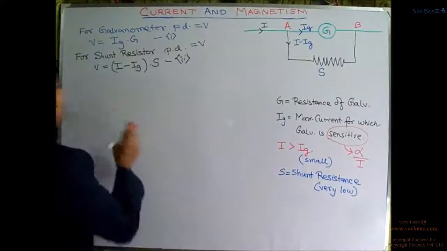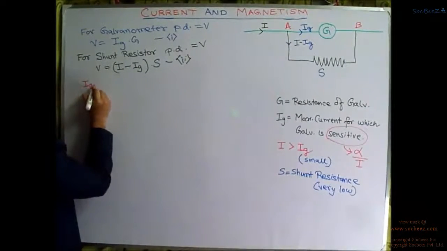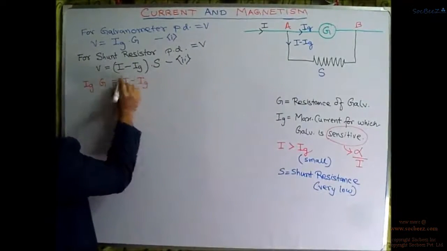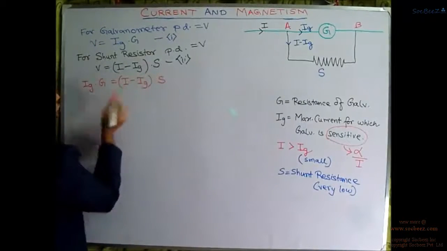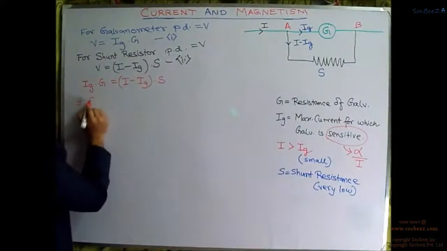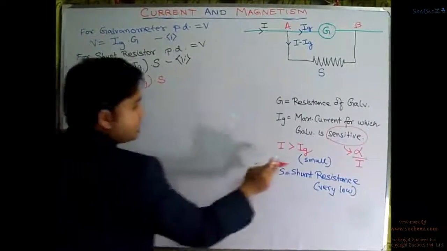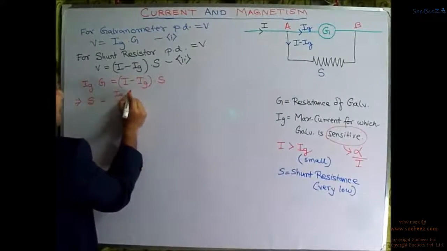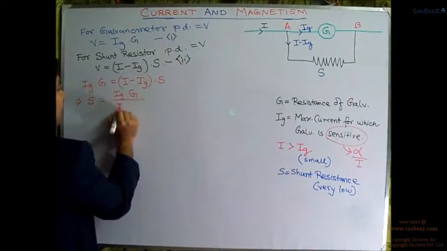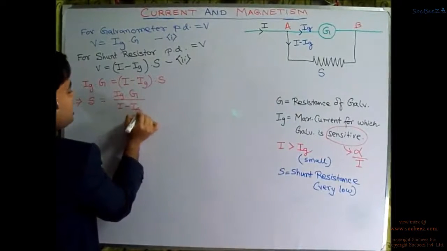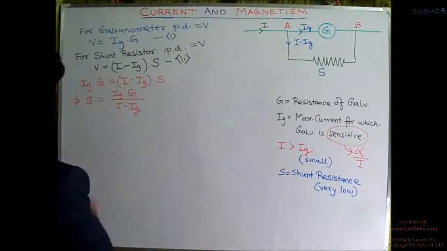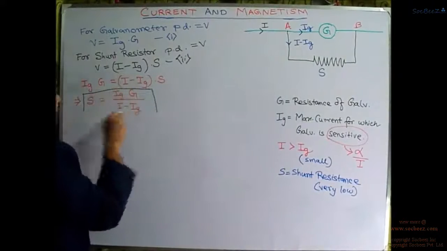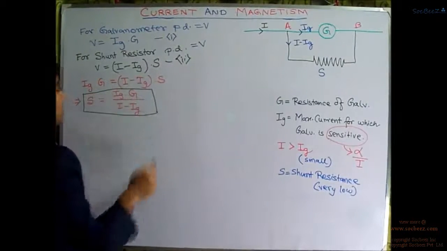So from equations 1 and 2 we shall get Ig multiplied by G equals I minus Ig multiplied by S, or in other terms we can come out with the expression for the value of this shunt resistance as S equals Ig multiplied by G divided by I minus Ig. So now we have got the value of this shunt resistance, what the amount of this resistance should be.